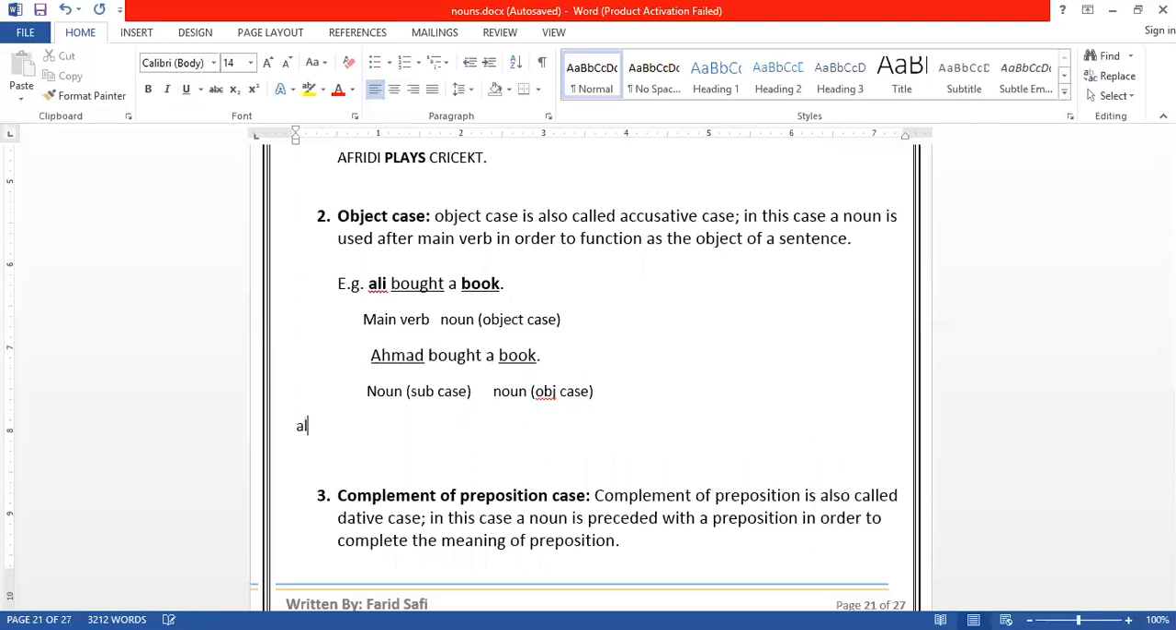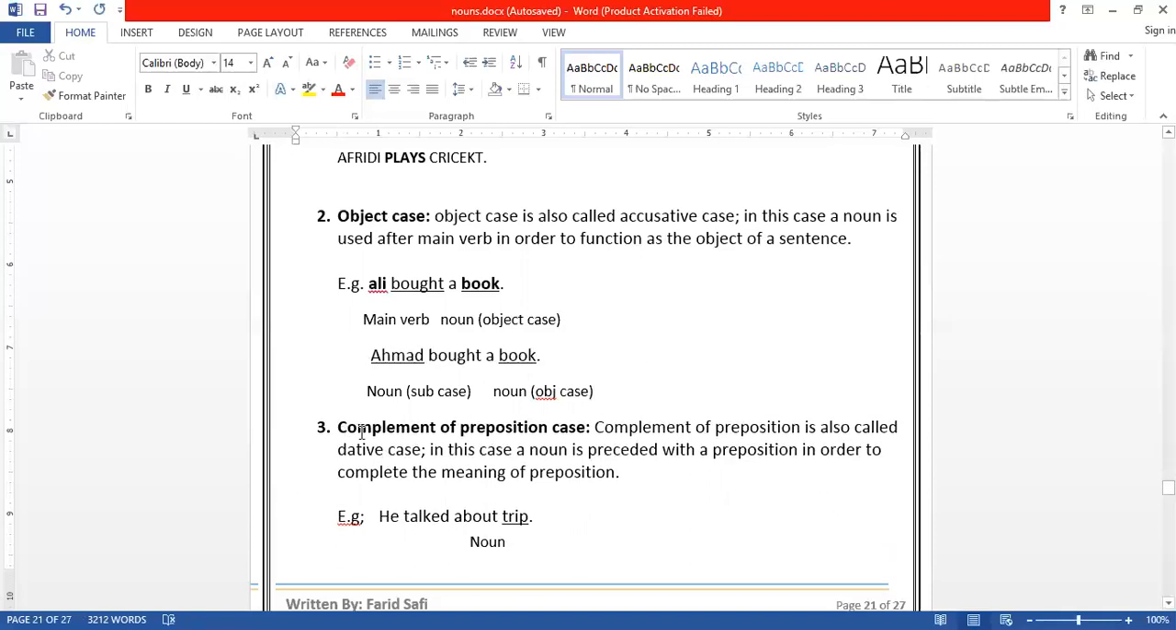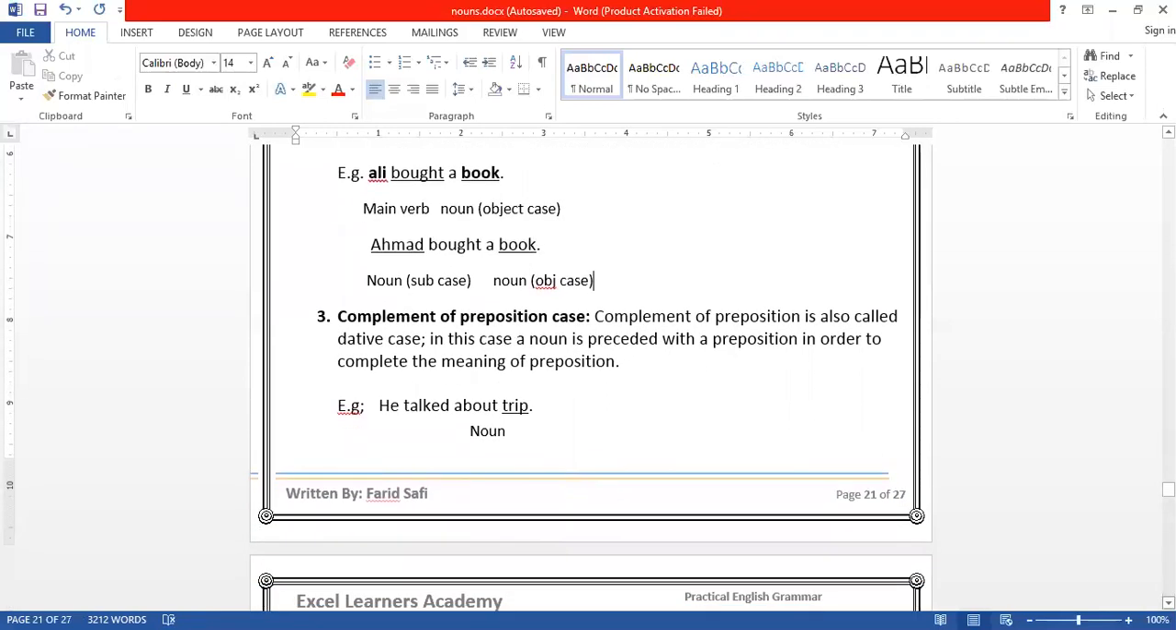If I say, Ali studies English. What is studies here? Study is a verb. What does he study? He studies English. And what is English in this case? English is a noun, and Ali is a noun too. So Ali is a subjective noun, English is an objective noun, and study is what here? It's a verb in this case. The next one we have is called complement of preposition case. What do I mean by complement of preposition case? Clear?